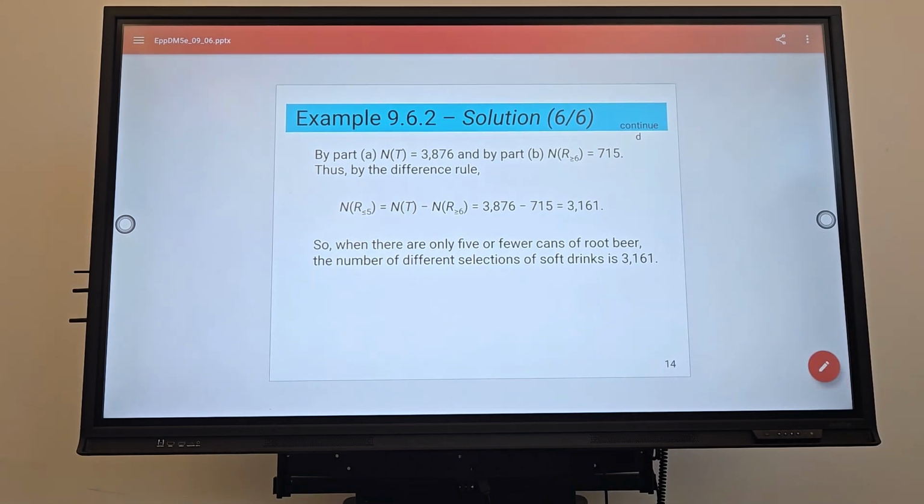By part A, the number of total combinations possible is 3876. And by part B, R sub greater than or equal to 6 equals 715. Thus, by the difference rule, n of R sub less than or equal to 5 equals 3876 minus 715, or 3161. So when there are only 5 or fewer cans of root beer, the number of different selections of soft drinks is 3161.